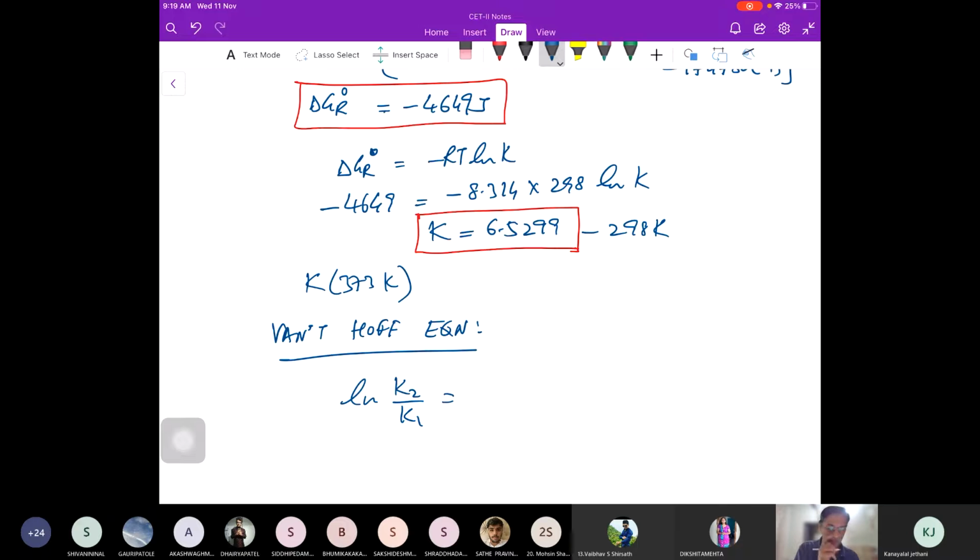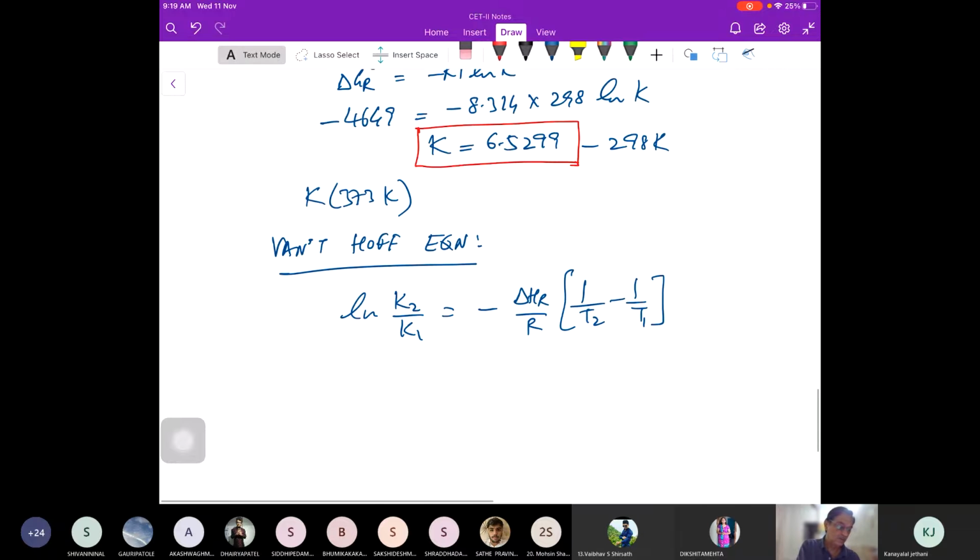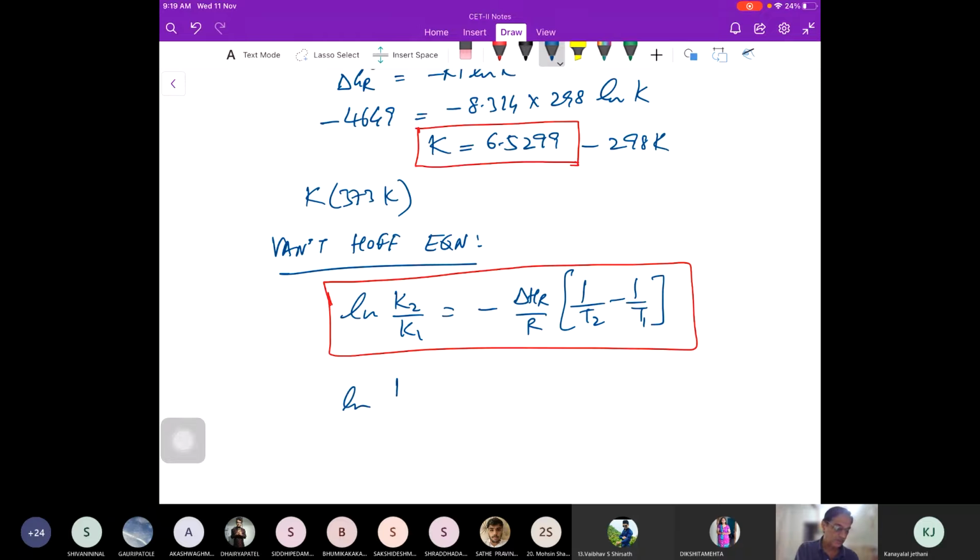ln K2 by K1 is equal to minus delta H R upon R into 1 upon T2 minus 1 upon T1. Okay. And use this equation. Find out K at 373. We have ln of K2 upon K1. What was delta HR?